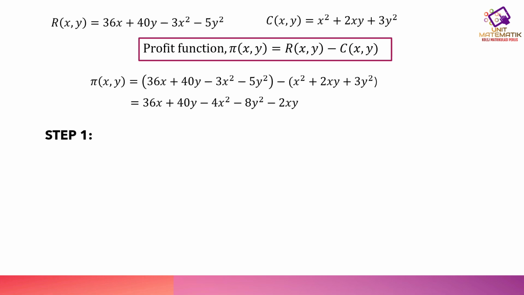Step 1. We differentiate the profit function with respect to x. So you'll get profit sub x equals 36 minus 8x minus 2y. For profit sub y, equals 40 minus 16y minus 2x.